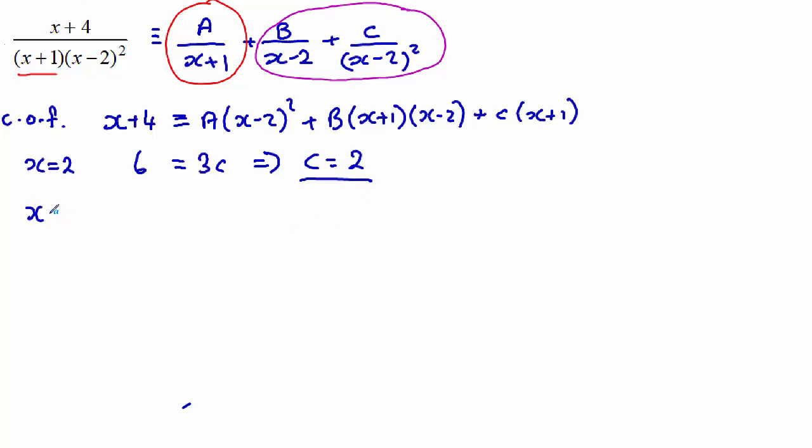I'm going to choose x is equal to -1. This side becomes 3. This disappears, that becomes -3 squared, which is 9, so 9A. So our A is going to be equal to 3 divided by 9, which is 1/3.